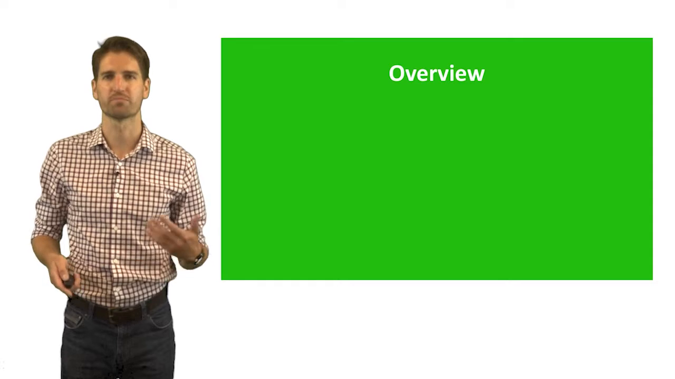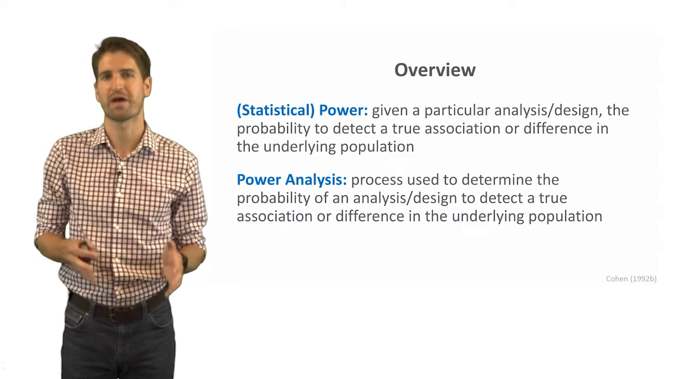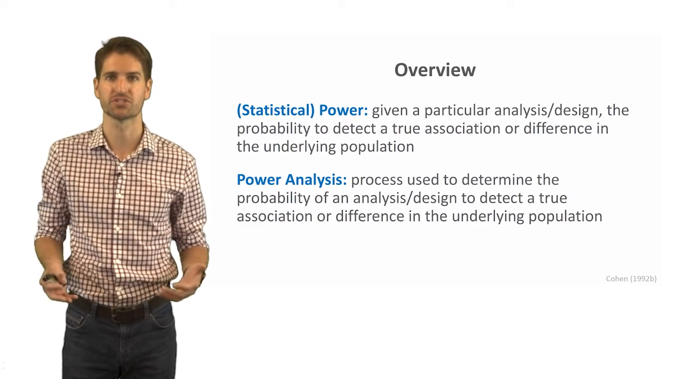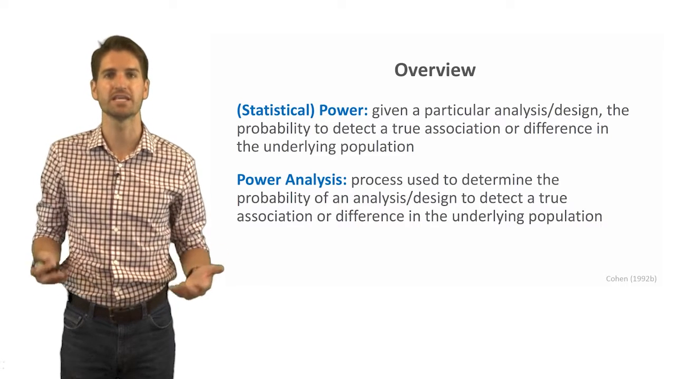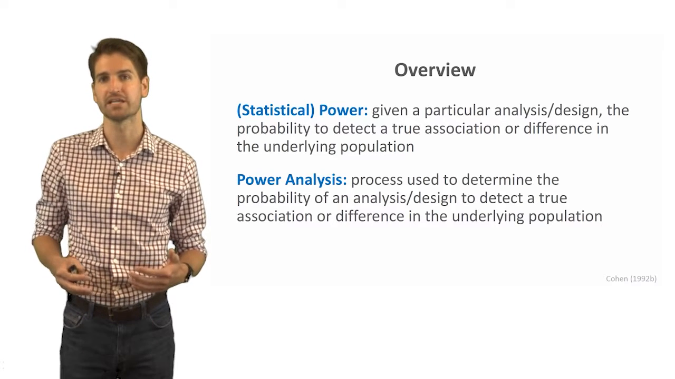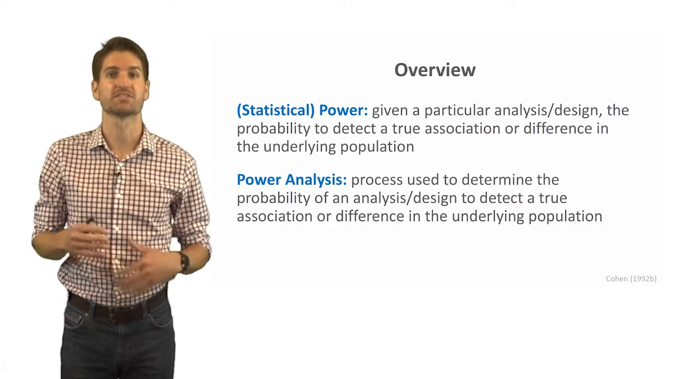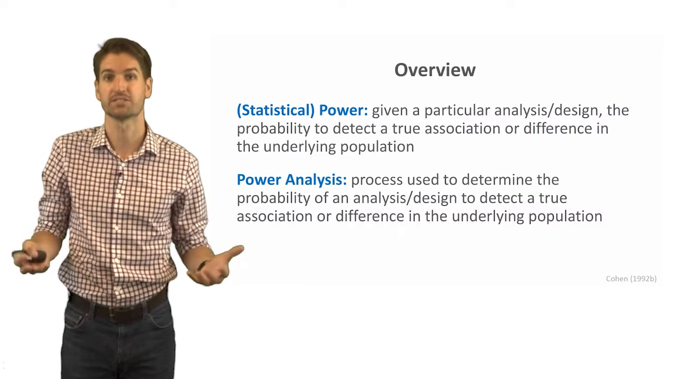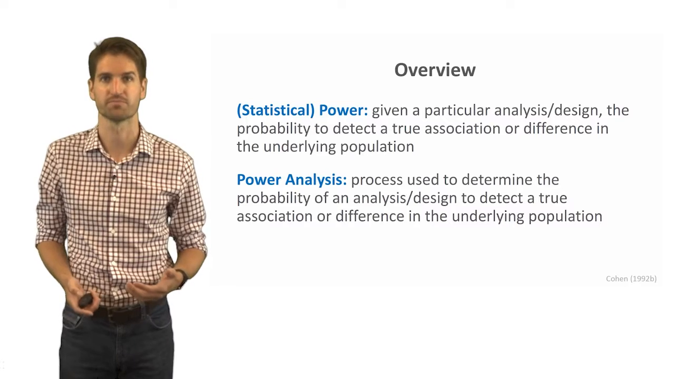So let's start with what a power analysis actually is. Well, first, when you hear statistical power, or just power for short, it refers to the fact that given a particular analysis or design, the probability to detect a true association or difference in the underlying population, or in other words, our ability to find an effect that actually exists. Now, a power analysis is the process we use to determine the probability of an analysis or a design in its ability to detect a true association or difference in the underlying population.